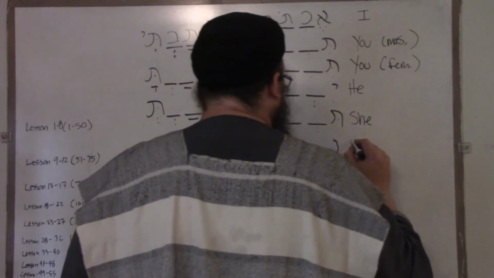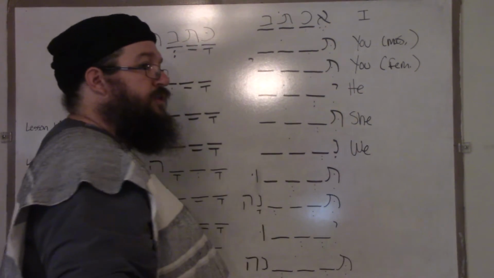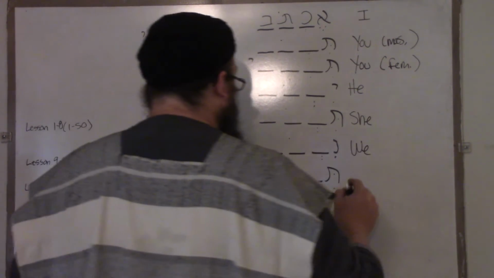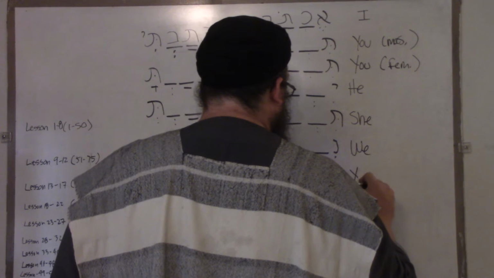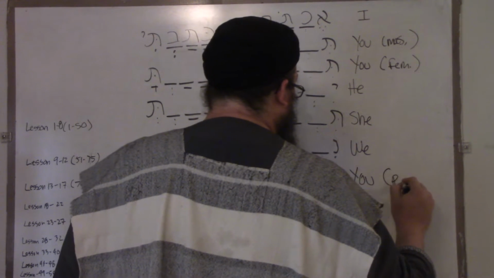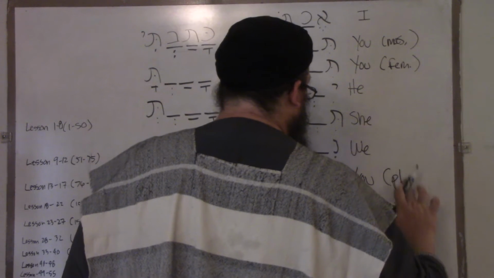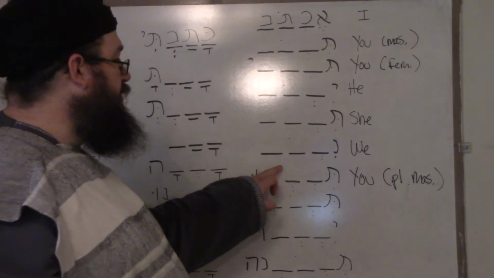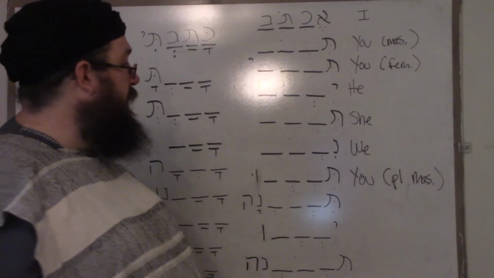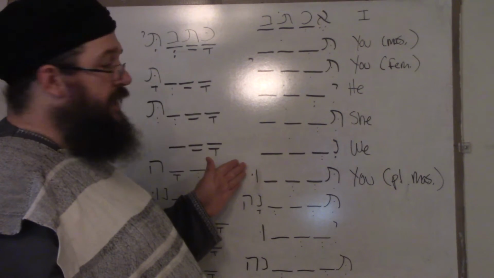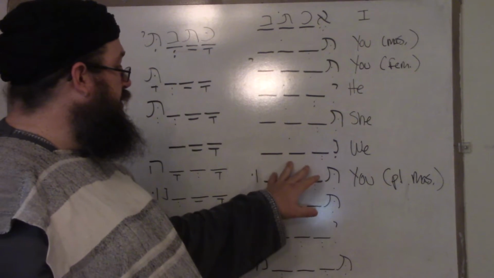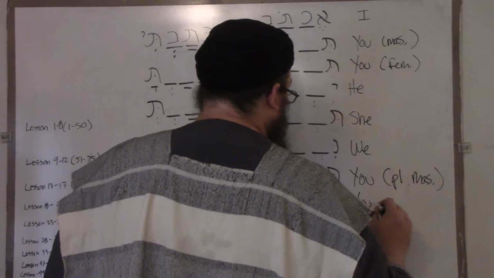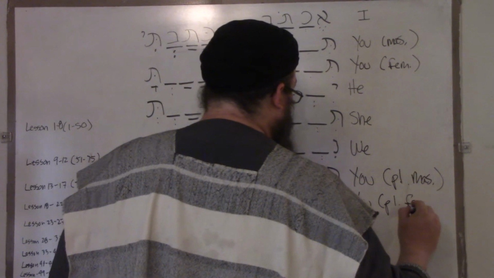The next is the nun, which represents we. After that, we get to you, and this is the plural form, as well as the masculine form. This one is used for when you're talking to boys and girls. And you see the vav is at the end, and the tav is in the beginning, and the root would go in between. The next one is you plural, but this is the feminine form.